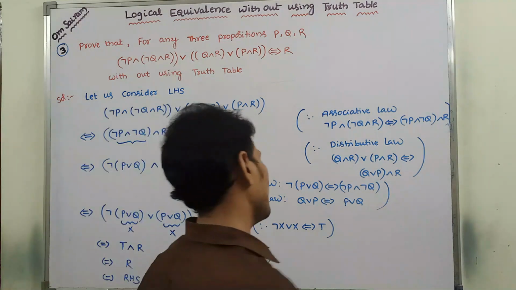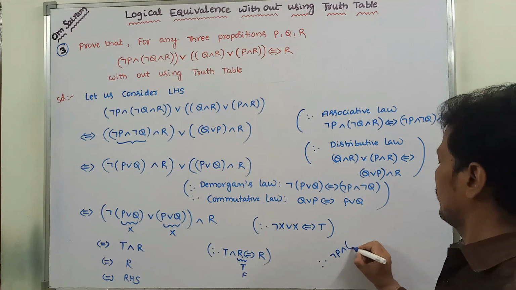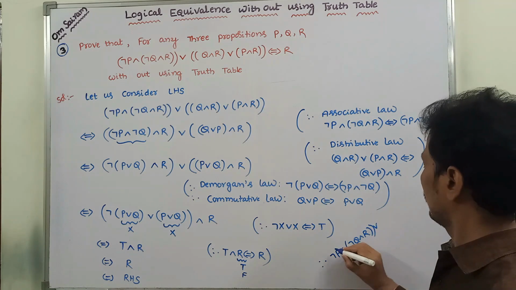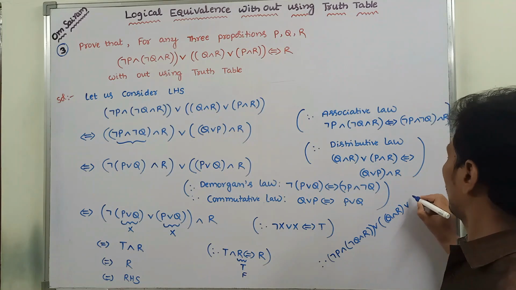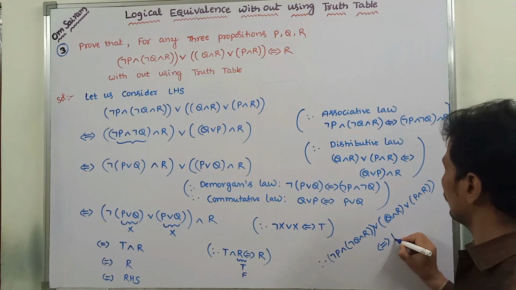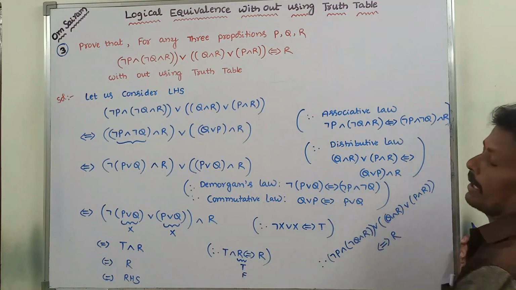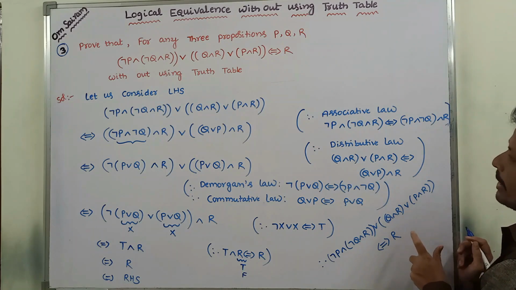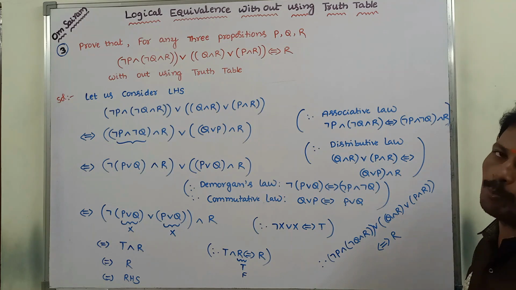I am taking LHS, we are getting RHS. Hence we can say that negation P and negation Q and R or Q and R or P and R is logically equivalent to capital R. Okay, we are taking LHS part, we are getting RHS part. Hence, we can say that this formula is logically equivalent to this formula. So, in this way, we have to solve the given problem.